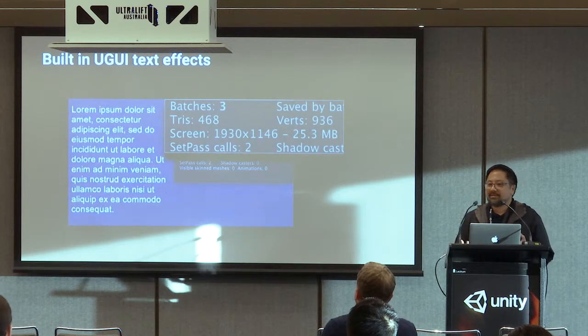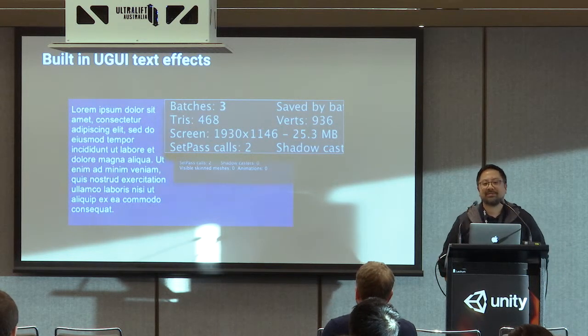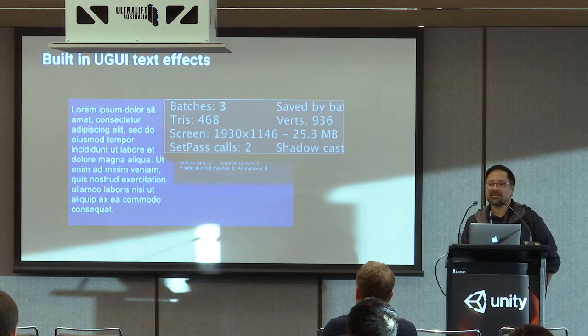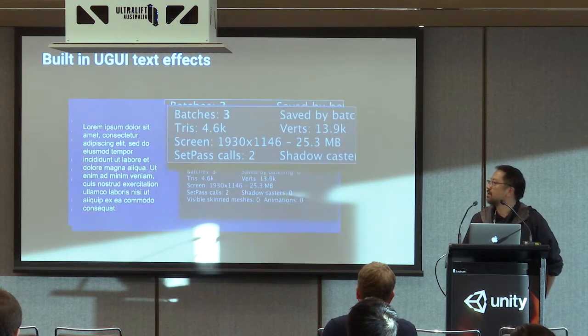So here's a bit of UGUI text, lorem ipsum right here, and it's not bad. You can see it's like 500 tris and 1,000 verts. But to make our text nice and look like what it looks like in TextMesh Pro, people will add outline and a drop shadow. So what happens when you add that? Your tris go up to 4.6K and 13.9 thousand verts.